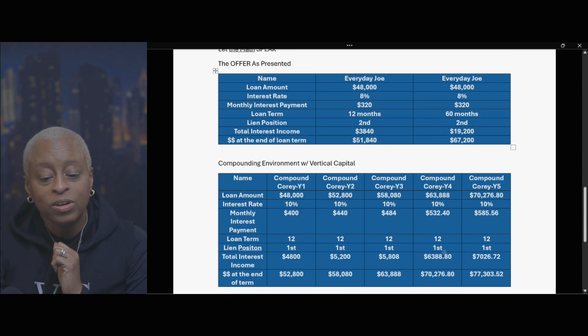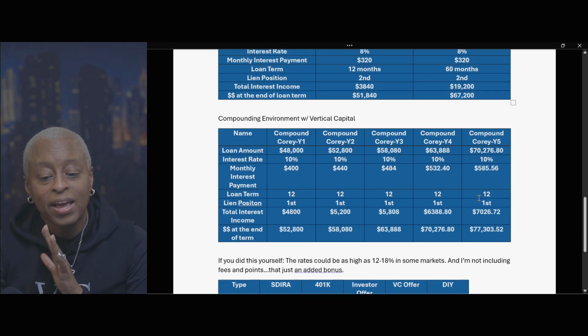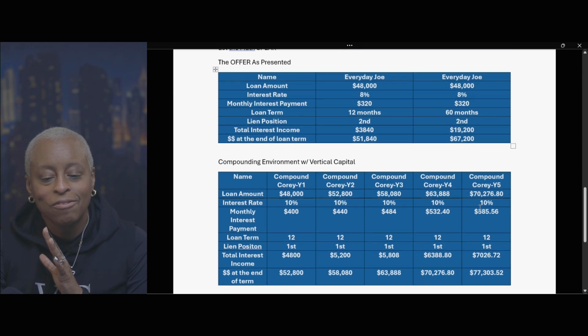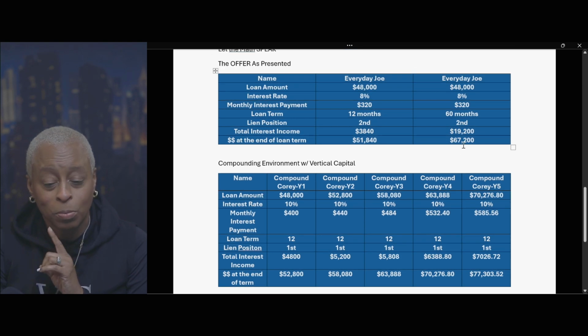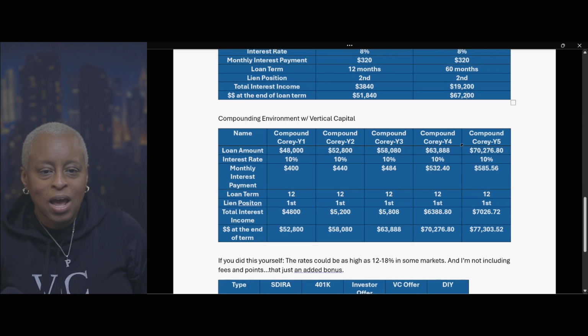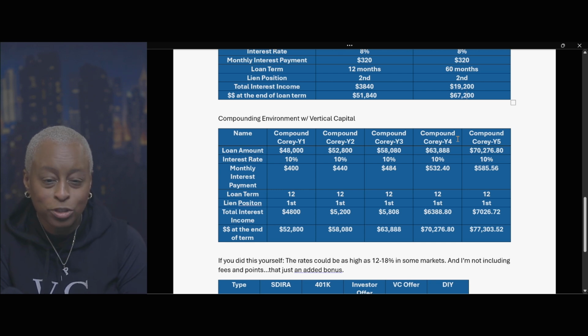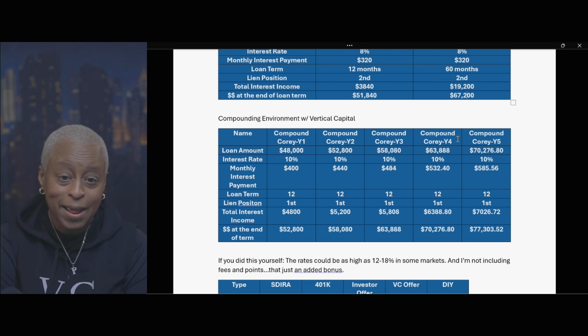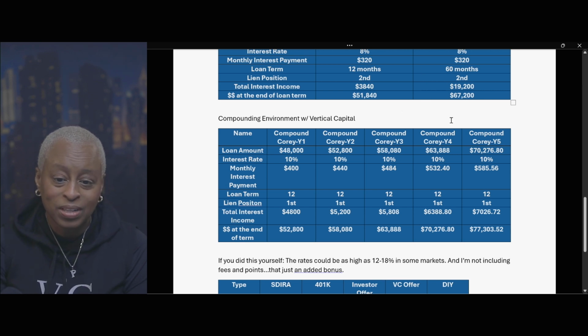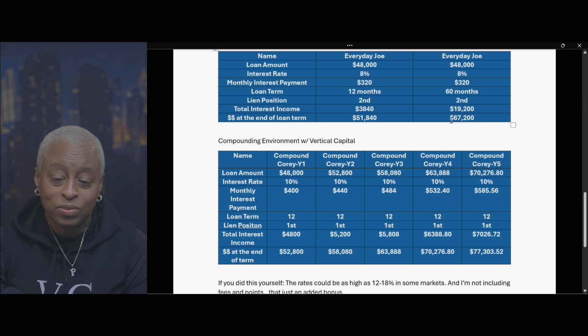Now, then we take this again in year 5. At the end of year 5, you're at $77,303.52 versus the end of year 5 with investor number 1 at $67,200. Now, this is the question that I asked you earlier. Would you take $100,000 today, or would you take the penny doubling every 30 days on investor number 2?